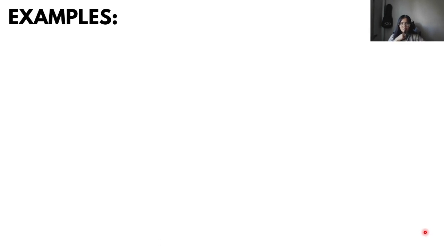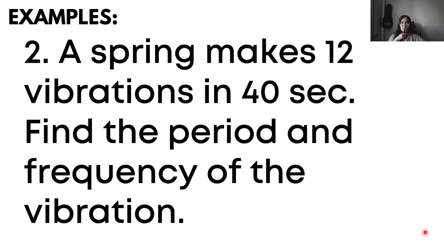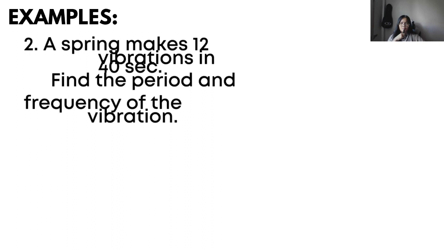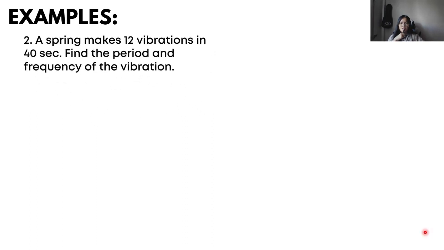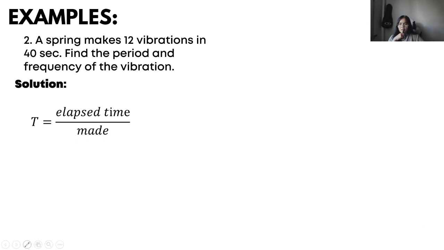Okay? So, next example, a spring makes 12 vibrations in 40 seconds. Find the period and frequency of the vibration. So, first one, meron tayong period: elapsed time over vibrations made. Dapat 'to. Vibrations made.